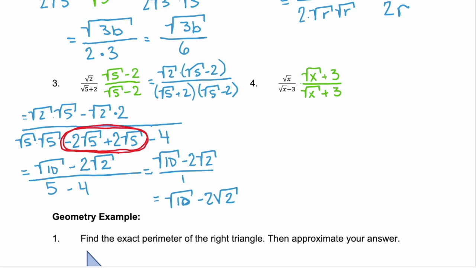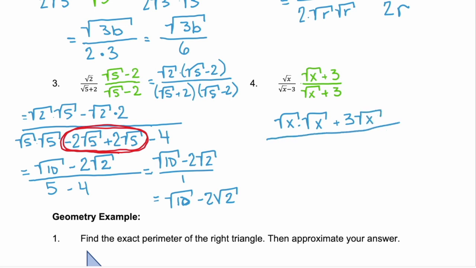And now we do the multiplication. So we know in the numerator that we need to distribute the square root of x to those two terms. So we get square root of x times square root of x plus 3 times the square root of x.